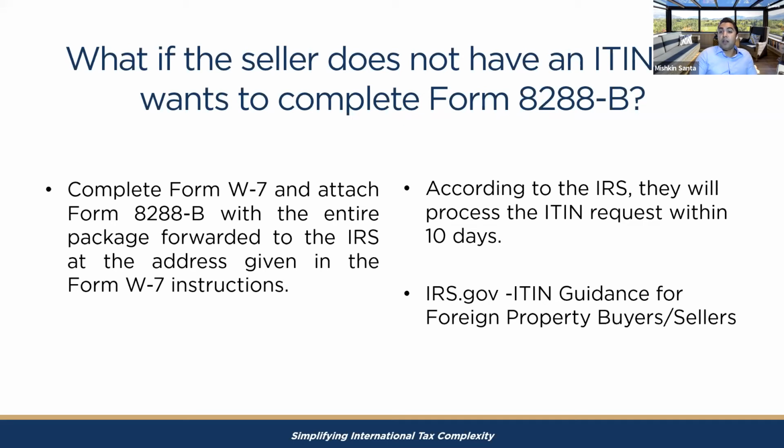And that's going to cause, in the COVID period or post-COVID period, I think, a very much elongated timeline with a low success rate. So if you need an ITIN to do the 8288B or 8288A, I would say get started on that as soon as possible. And if you want to learn more about that, you go to irs.gov and you type in ITIN guidance for foreign property buyers and sellers, and that has a good rundown as to how to do that process.